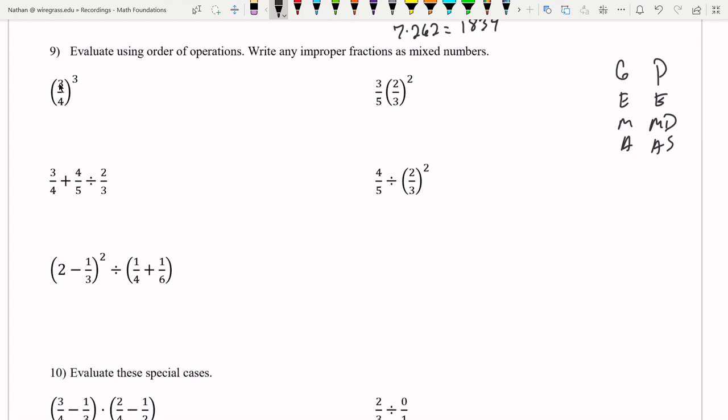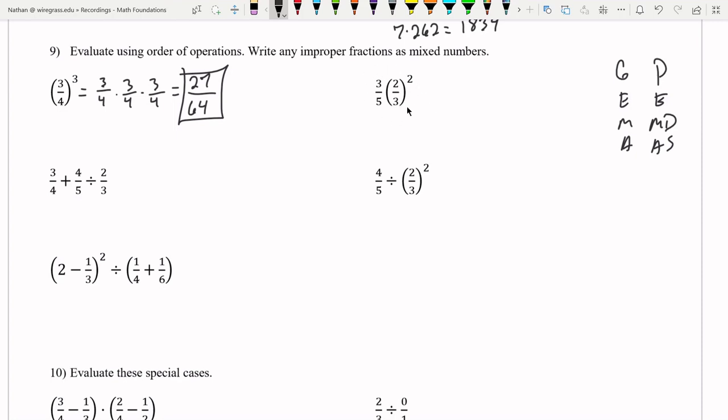So parentheses is done first, except here we're not going to do 3 divided by 4. We're just going to leave it as 3/4. And we're going to do the cube of that, which is going to be 3/4 times 3/4 times 3/4. 3 times 3 times 3 is 27. 4 times 4 times 4 is 64. That would be our answer.